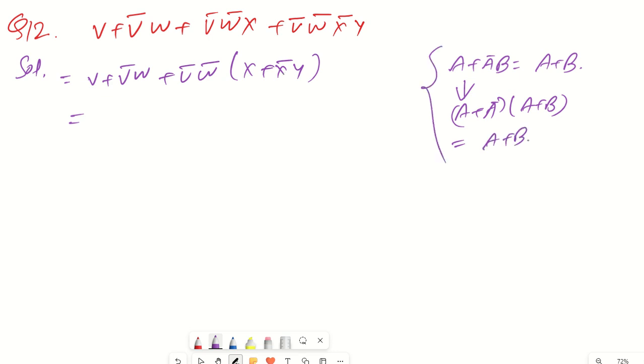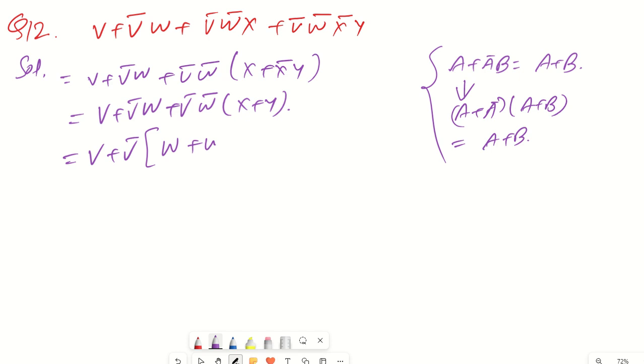So this is the method that I'll try to use here. This particular term will be minimized to v plus v bar w plus v bar w bar into x plus y. Got it? Now can I take v bar common from this whole term? So I can get it v plus v bar into w plus w bar into x plus y.